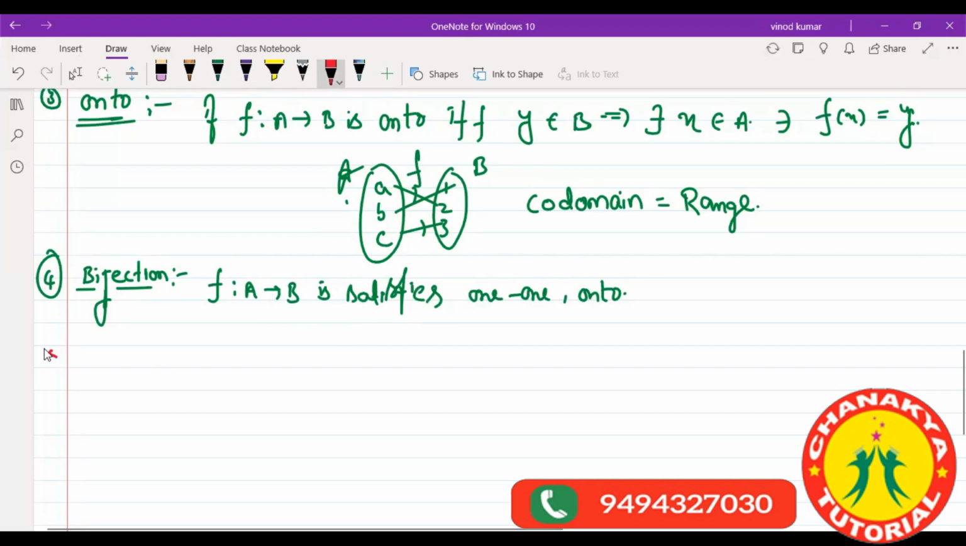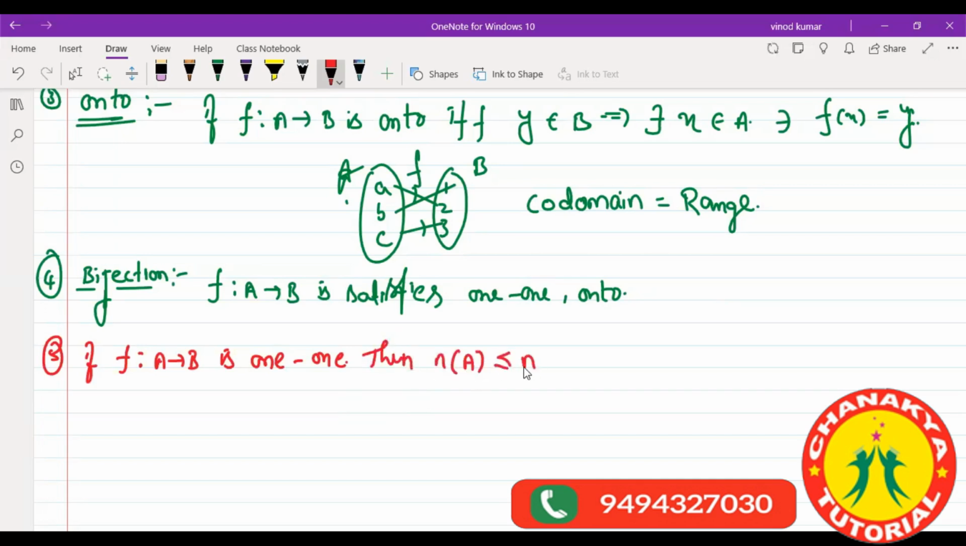Here are some points. If f from A to B is one-one, and A and B are both finite sets, then n of A, the number of elements in A, is less than or equal to the number of elements in B.